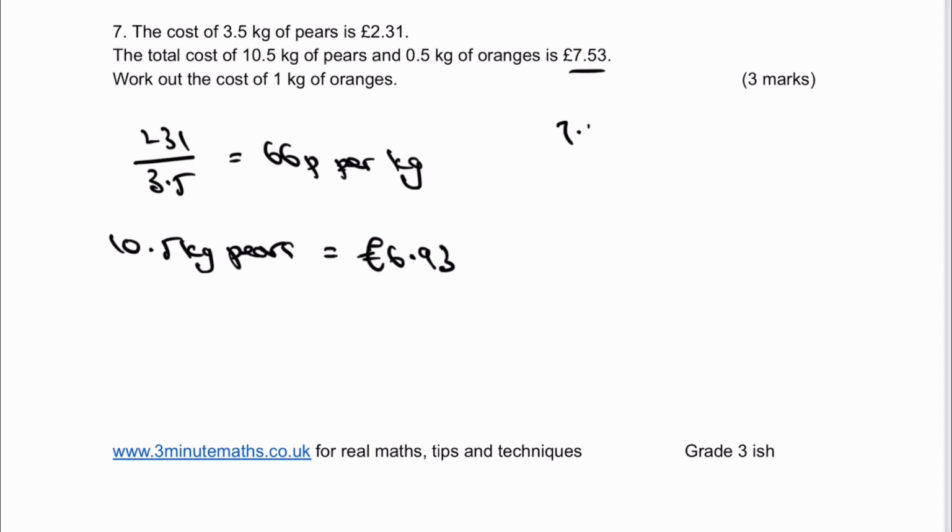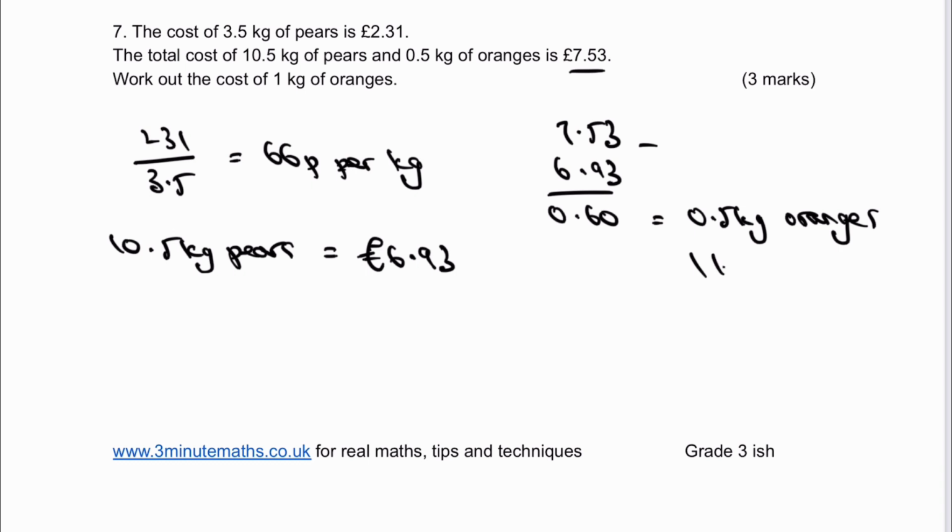So I've got 7.53 minus 6.93, and that's actually going to give me 60p, which is equivalent to half a kilogram of oranges. Okay, so if I want the value of 1 kilogram of oranges, I'm just going to double that, which is going to be then £1.20, which is the answer to this particular question. Okay, so that particular method is the way I'm going to work through most of these.